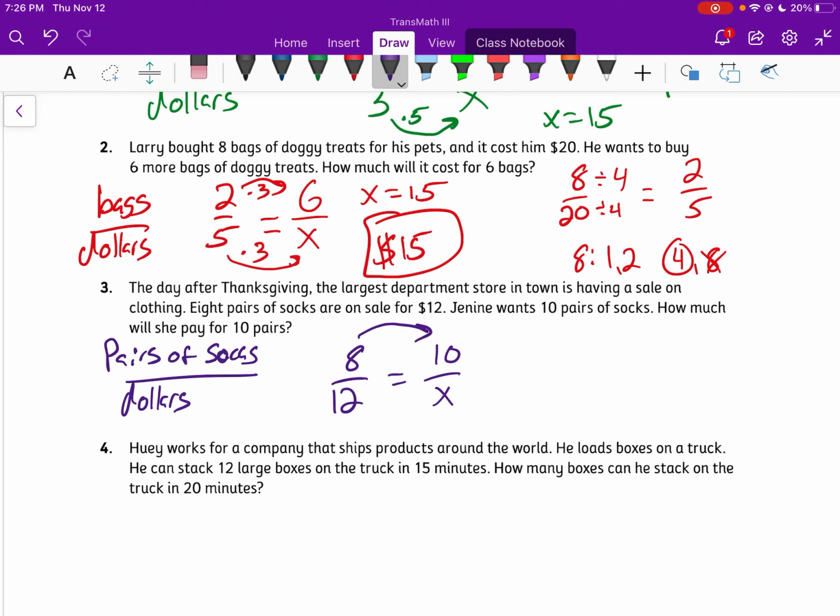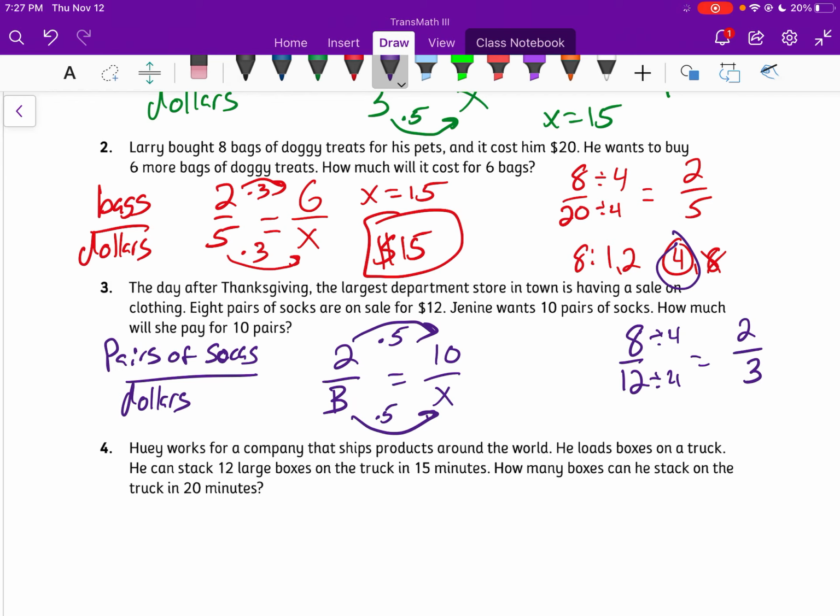Now again, there's no easy way to get from 8 to 10. There's no easy way to get from 8 to 12. Therefore, we need to simplify that 8/12. I'm looking at my factors of 8, which we have above. 8 doesn't go into 12. 4 does, though. So again, dividing by 4, we get 2/3. So instead of that 8/12, we're going to use 2/3. Now I have an easy way to get from 2 to 10. 2 times 5 is 10. So 3 times 5 is 15. So in order to buy 10 pairs of socks, it will cost $15.